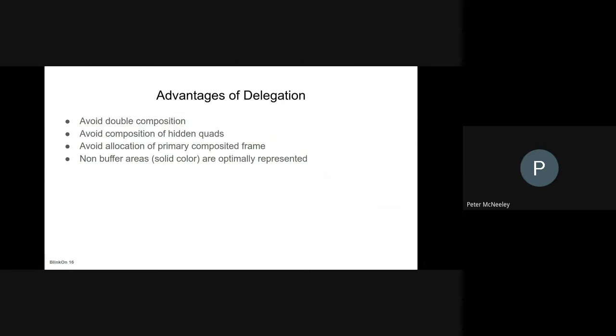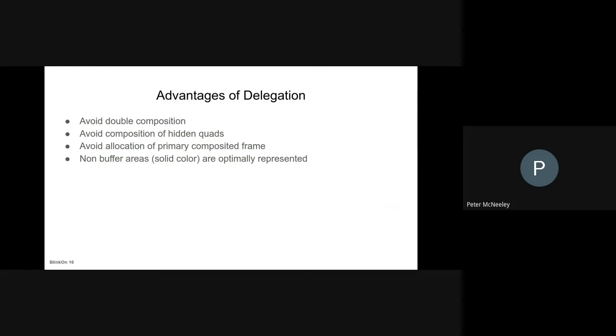So if delegation involves such deconstruction and reconstruction, the question is, why would we do it? Above, I have listed some of the advantages of delegation. The double composition in the non-delegated case comes from, number one, the compositing on the Lacrosse side of the entire window, and then, number two, the compositing of that Lacrosse buffer in Ash onto the primary plane. With delegation, not only can we avoid this double composition, but we can also avoid the GPU memory buffer allocation associated with compositing on the Lacrosse side in the first place.